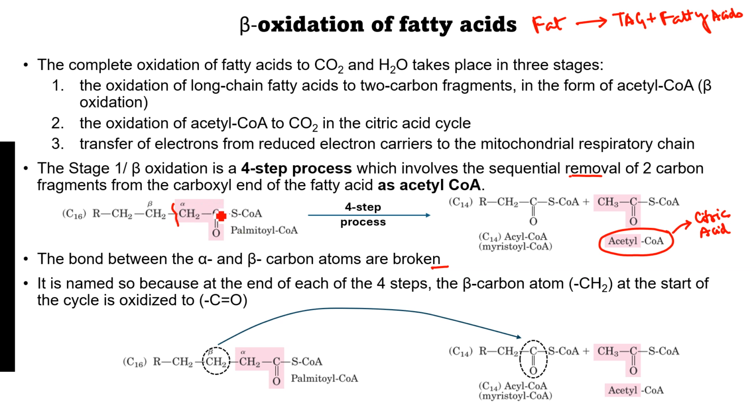You see, this is the alpha carbon. The carbon which is attached to the carboxyl group, the CO group, is called the alpha carbon, and adjacent to the alpha carbon is the beta carbon. It is named so because at the end of each of the four steps, the beta carbon at the start of the cycle is oxidized to CO. So after this four step process, what will happen? This beta carbon is getting converted into CO at each step, and you are getting acetyl CoA.